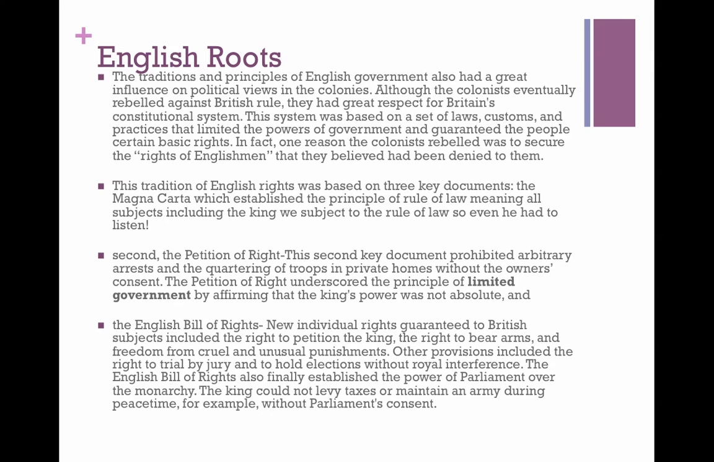Okay, to talk a little bit about the English roots, remember during the time period of the original 13 colonies, we were controlled by the British. So the traditions and principles of English government had a great influence on political views in the colonies. Although the colonists eventually rebelled against British rule in the American Revolution, they did have great respect for Britain's constitutional system. They had a system based on a set of laws, customs and practices that limited the powers of government and guaranteed the people certain basic rights. And this is actually one of the main reasons why the colonists rebelled. They wanted to secure the rights of Englishmen that they believed were being denied to them during that time period.